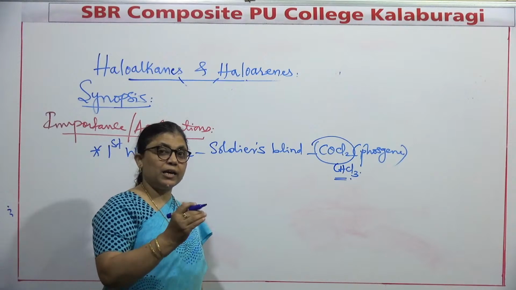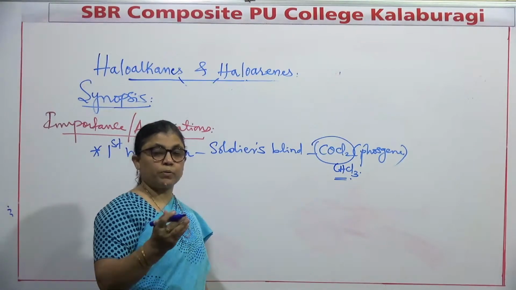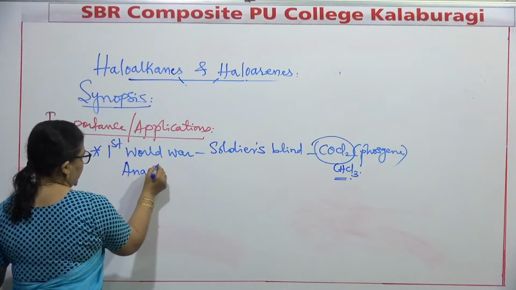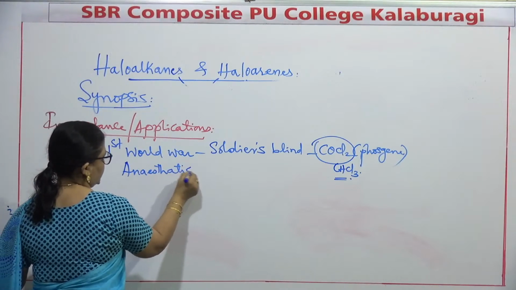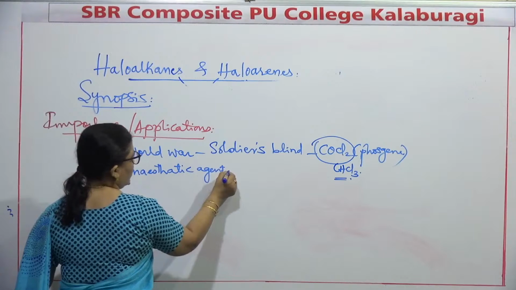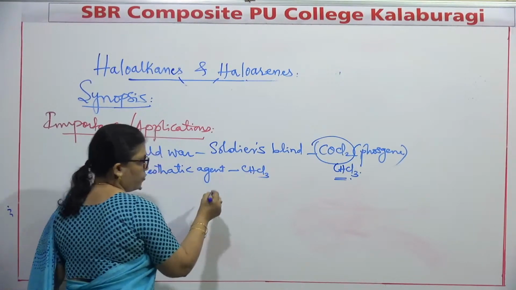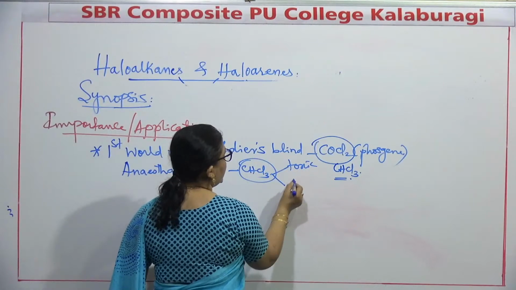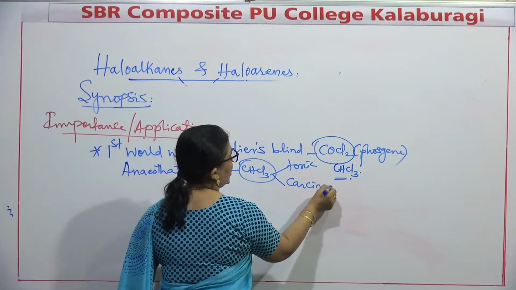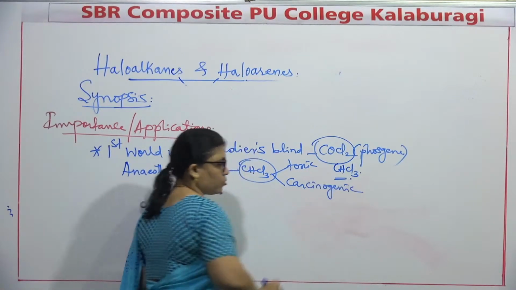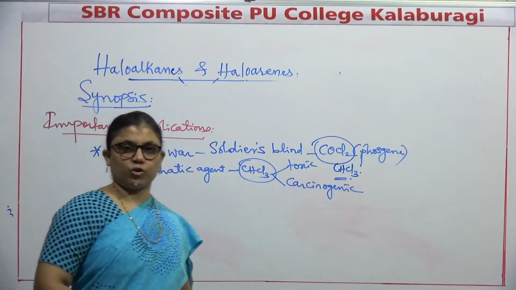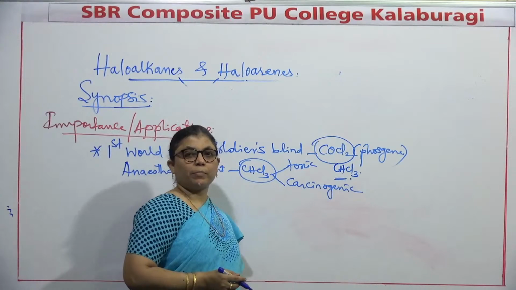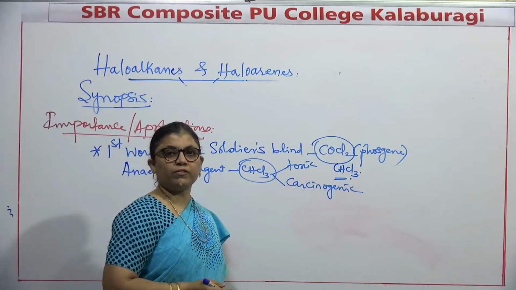Earlier days, they used to prefer haloform as an anesthetic agent. The anesthetic agent is chloroform, but chloroform is toxic and carcinogenic. What do you mean by carcinogenic? Cancer-causing substances are called carcinogenic. Those of you from biology know this. Carcinogens are substances which are responsible for causing cancer.